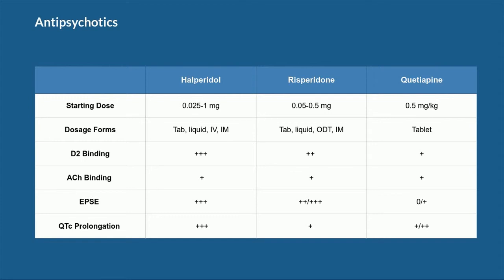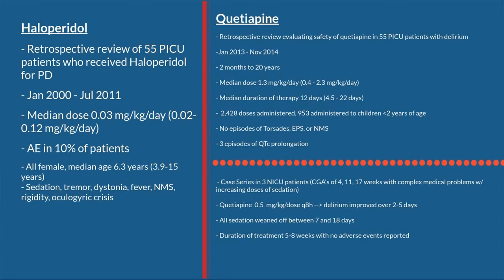Here is a summary slide of the antipsychotic medications with starting doses, dosage forms, dopamine 2 receptor binding, acetylcholine receptor binding, extrapyramidal side effect, and QTc prolongation risk. A few studies have been done in the PICU regarding delirium. Haldol was given to 55 PICU patients with median doses of 0.03 milligrams per kilogram per day. Adverse events were noted in 10% of patients, including sedation, tremor, dystonia, fever, NMS, rigidity, and oculogyric crisis.